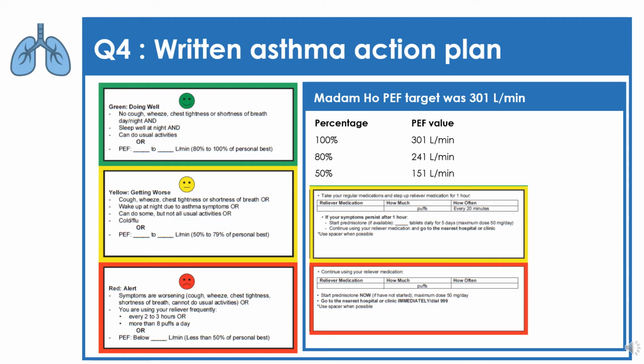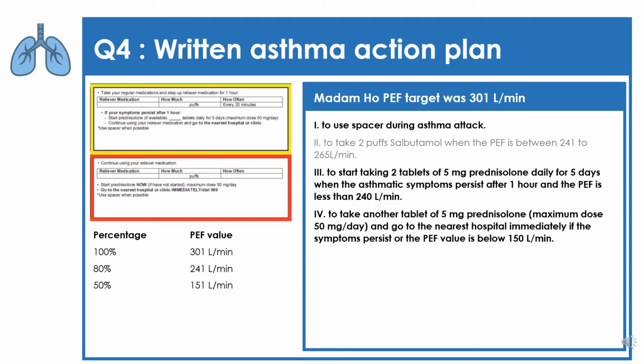To answer this question, we need to refer back to Madam Ho's PEF target, which was 301 liters per minute. Once we calculate the 80% and 50% values of the PEF target, 80% is 241 liters per minute and 50% is 151 liters per minute. So the answer for this question: she needs to use a spacer during an asthma attack and start taking 2 tablets of 5 mg prednisone daily for 5 days when the asthma symptoms persist after 1 hour and the PEF is less than 240 liters per minute.